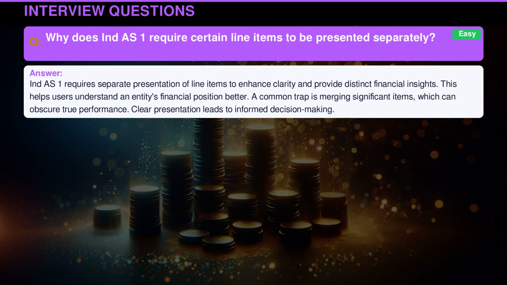Indian Accounting Standard 1 requires separate presentation of line items to enhance clarity and provide distinct financial insights. This helps users understand an entity's financial position better. A common trap is merging significant items, which can obscure true performance. Core presentation leads to informed decision-making.